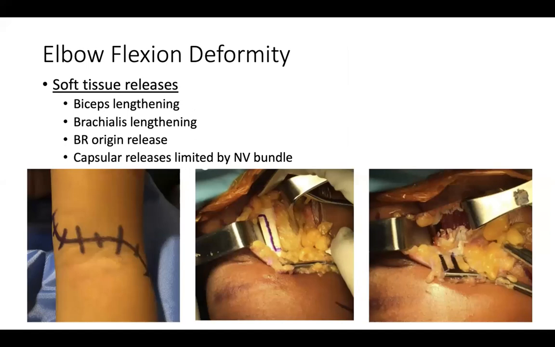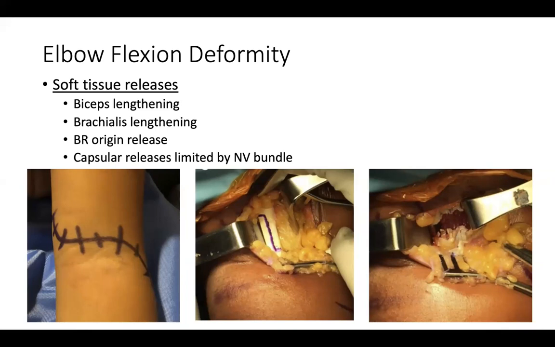So starting with the elbow flexion deformity, this is primarily managed with soft tissue releases. The biceps and brachialis are often tight, and those can be released or lengthened. Capsular release of the joint is an option, but the longer this contracture has gone on, the neurovascular bundle is going to be contracted as well and can limit how much release you can actually get by a capsular release.